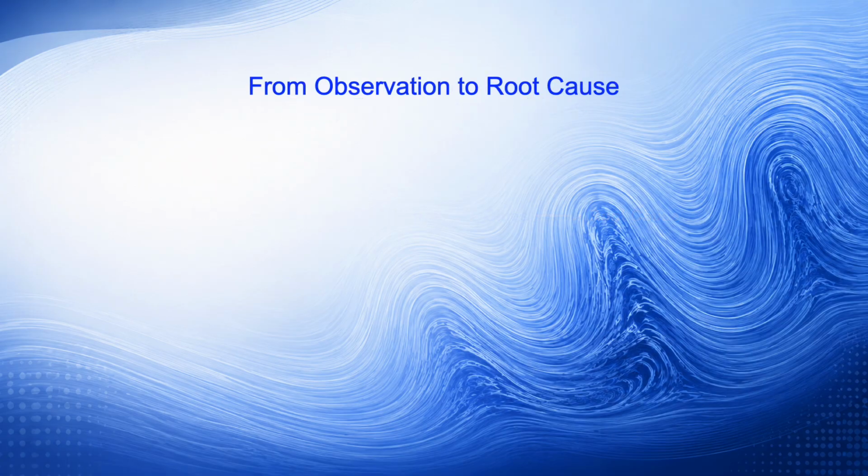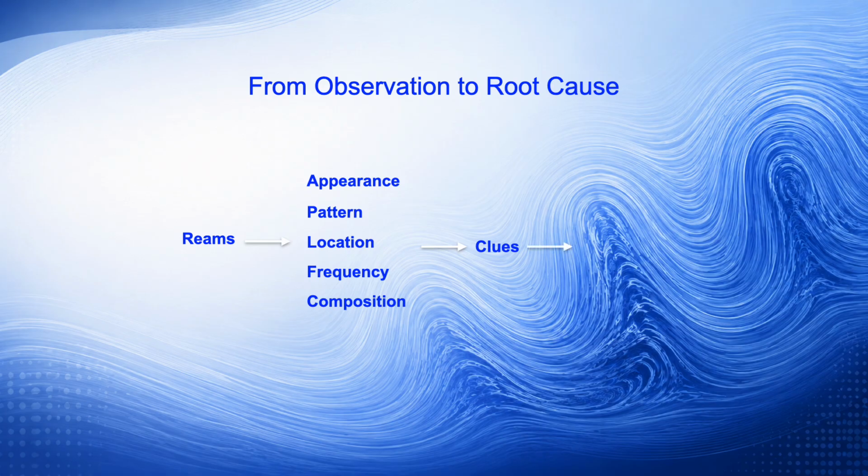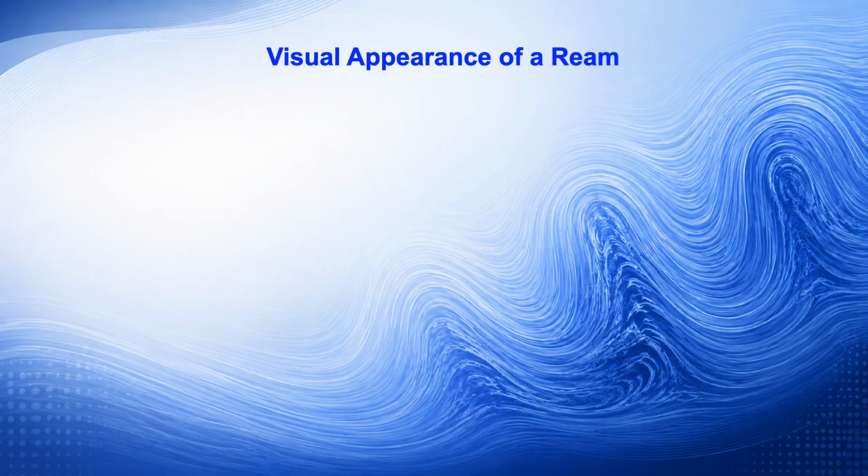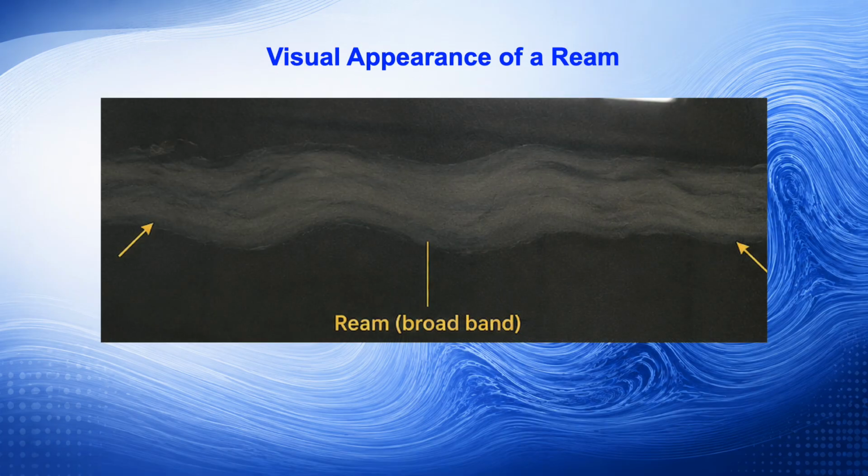The appearance, pattern, location, frequency, and composition of reams often provide valuable clues about the nature and origin of the underlying inhomogeneity. By analyzing these characteristics, we can often trace the defect back to its source and ultimately to its root cause. What might a quality inspector observe when examining a glass product affected by a ream?